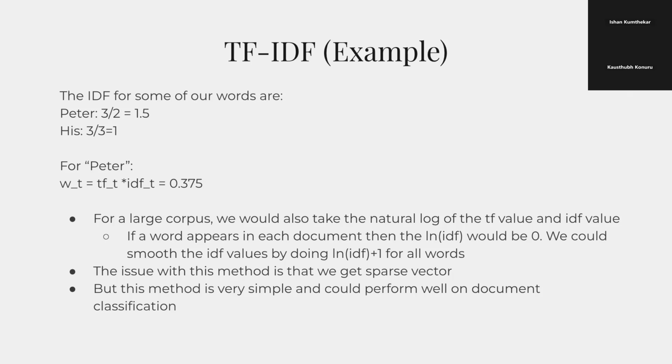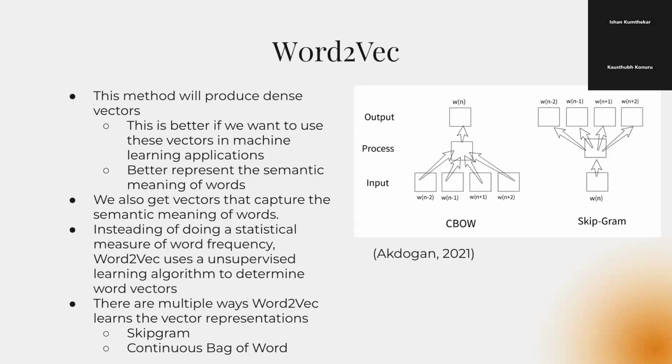So then the next method I'll go over is word2vec. This one will produce vectors for each word compared to TF-IDF. And so it will also produce dense vectors. So this solves the previous issue of sparse vectors. So this is better if you want to use vectors in machine learning, because we don't have to worry about the sparsity, which could affect the learning process. And word2vec actually does learn the semantic meaning of words.